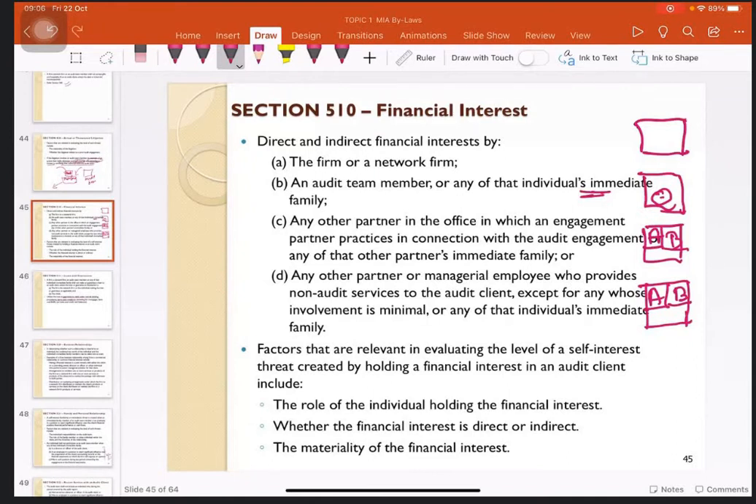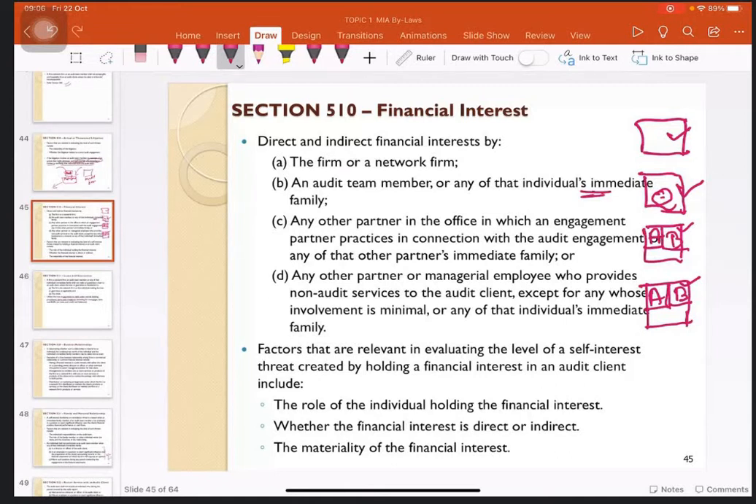Macam mana kita kata the company might have financial interest over the client. Ini company, ini one of the audit team, ini ada audit partner, ini ada audit partner tetapi the other audit partner provide non-assurance services to the client. Faham ya kelas ya? So the factors that are relevant, this one you all baca, you all nanti later on, you all diam-diam, you all baca balik ya.